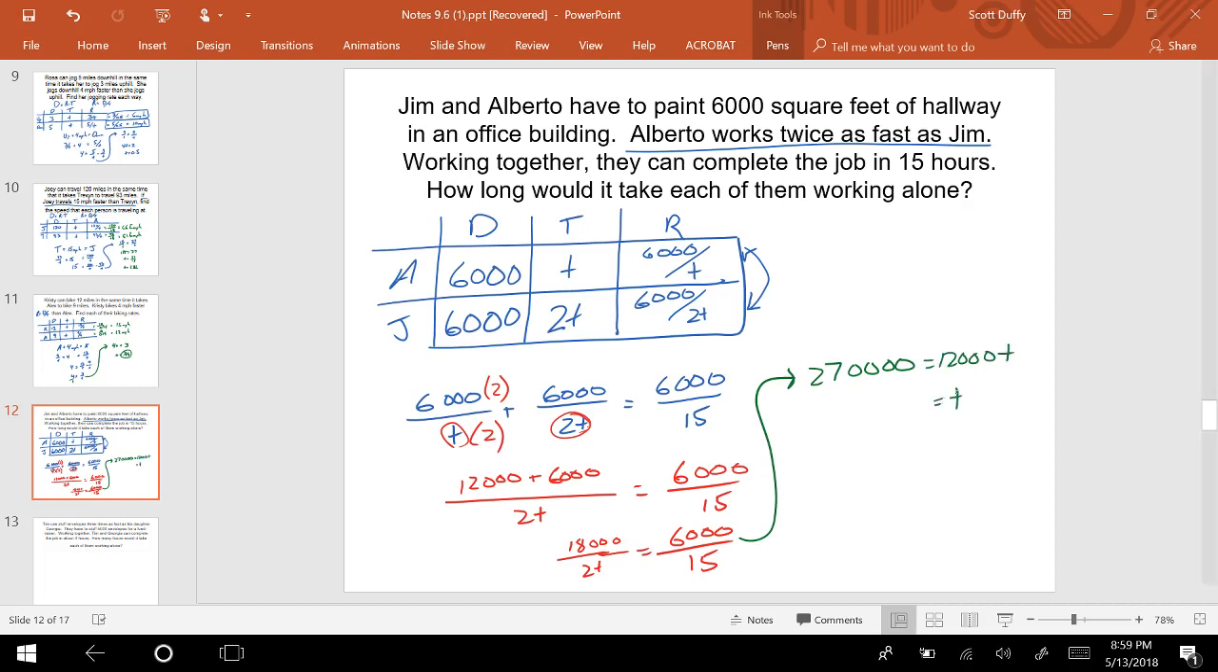Divide by 12,000, you get a time of 22.5 hours. T represented the time for Alberto. And we know that Jim would take twice as long. 2 times 22.5 equals 45 hours for Jim.